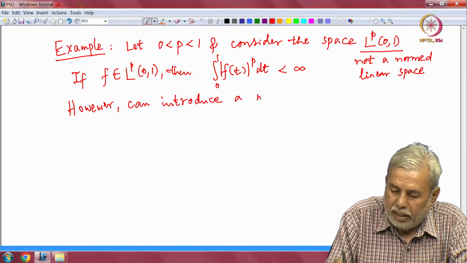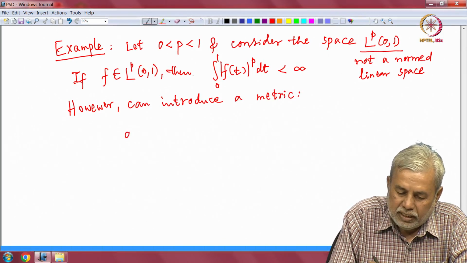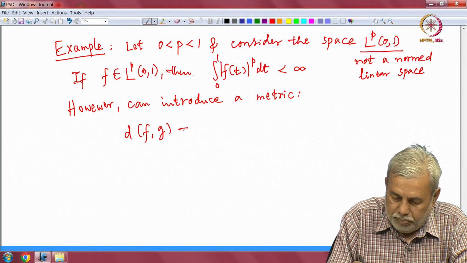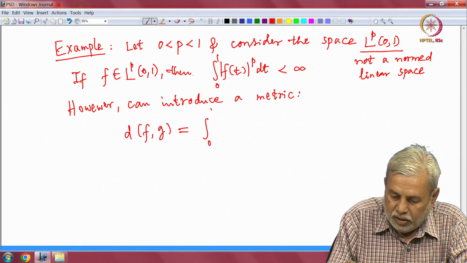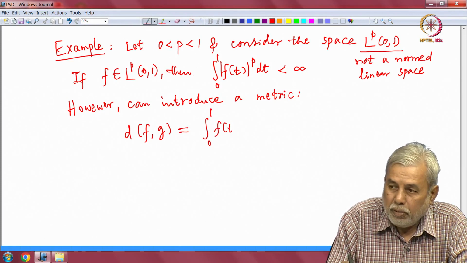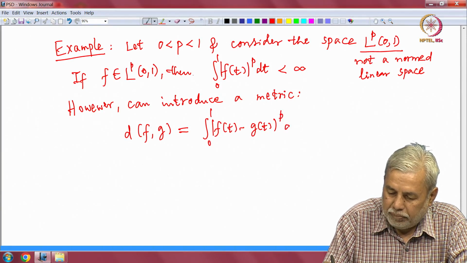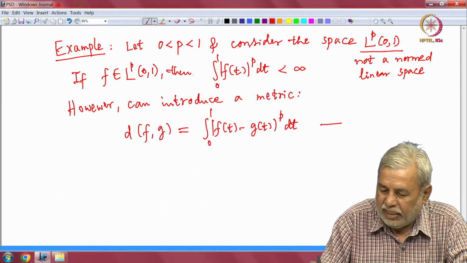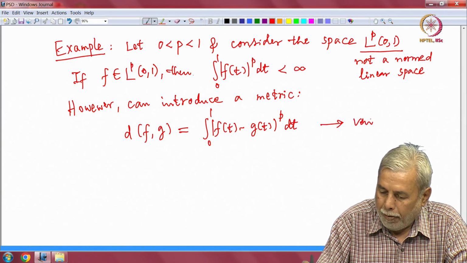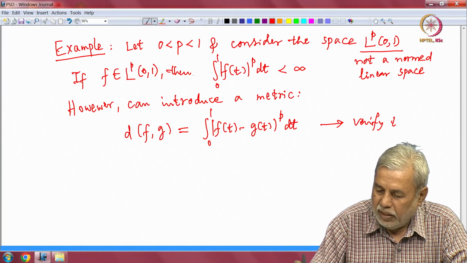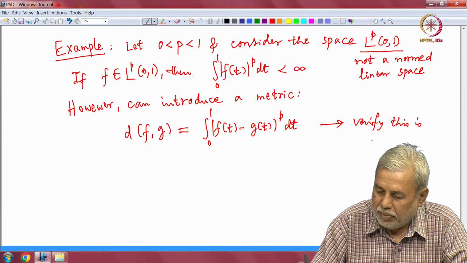A metric in LP. So, this is just d of f, g equals the integral of |f(t) minus g(t)| to the power p dt. So, verify this is a metric. That is an easy exercise. This is a metric.